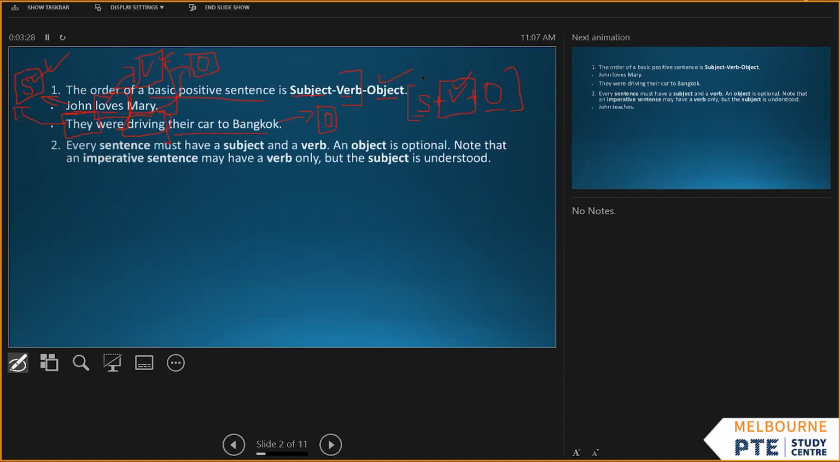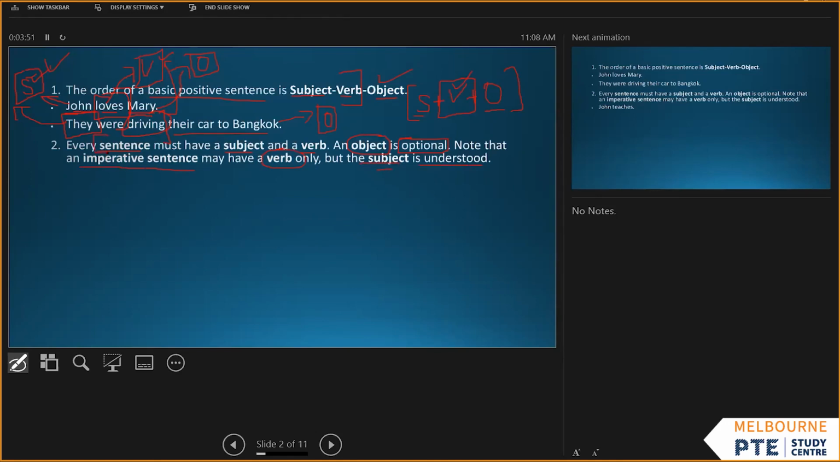This says that every sentence must have a subject and a verb. An object is optional. An imperative sentence may have a verb only, but the subject is understood. Now, what does that mean basically?